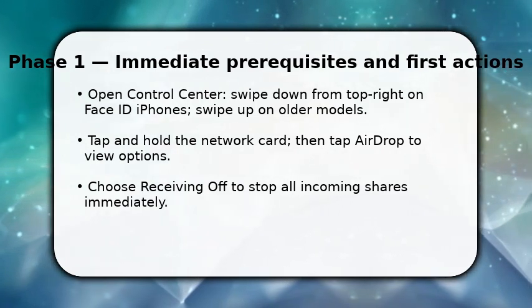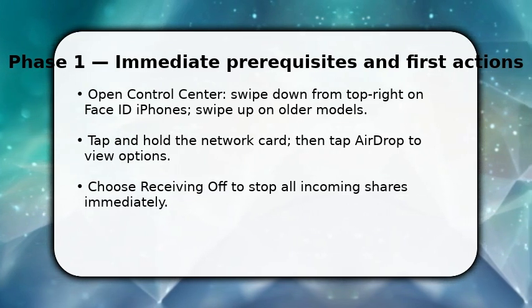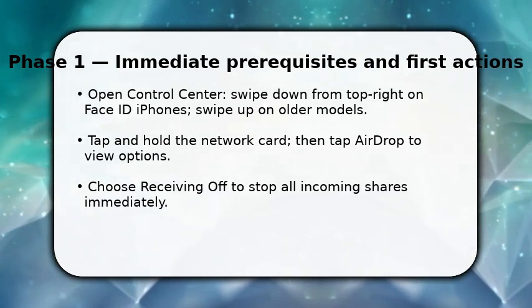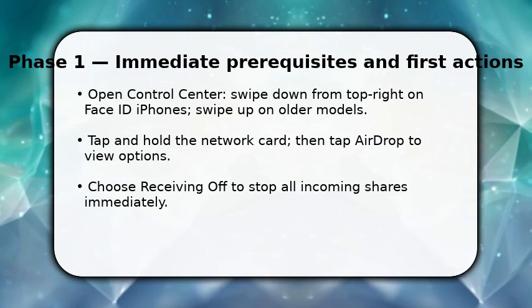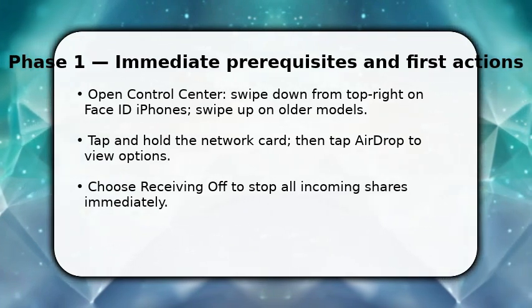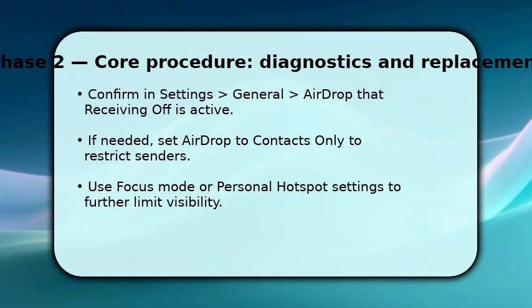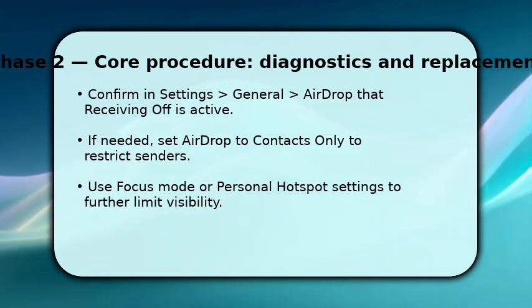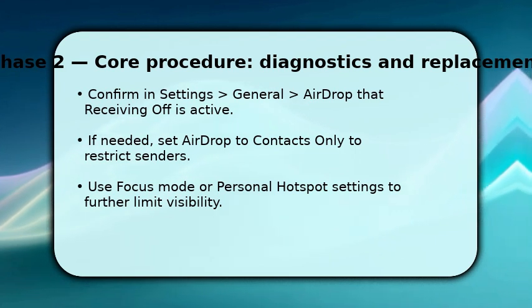Once done, AirDrop won't appear as an available target for nearby devices. Make sure to do this whenever you enter public places to avoid unsolicited content. Once Control Center is set, verify the system setting for consistency. Open Settings, go to General, then AirDrop, and confirm receiving off.